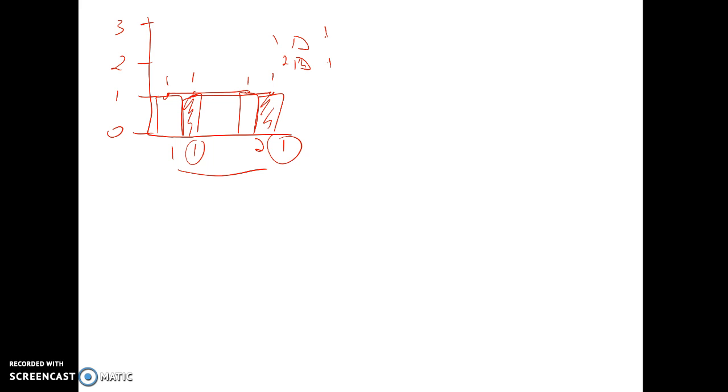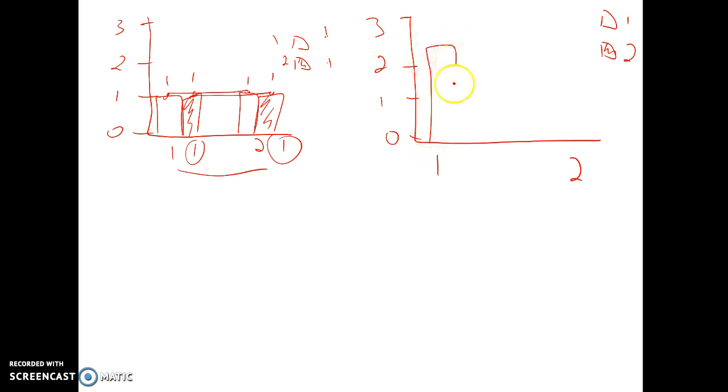All right, let's try another one. Let's try this one right here. So we have independent variable, level 1, level 2, level 1, level 2. Now let's draw our thing here. Let's say I have something like this.